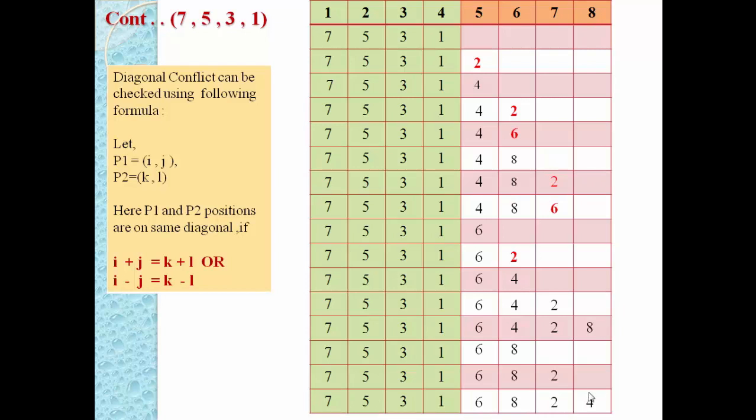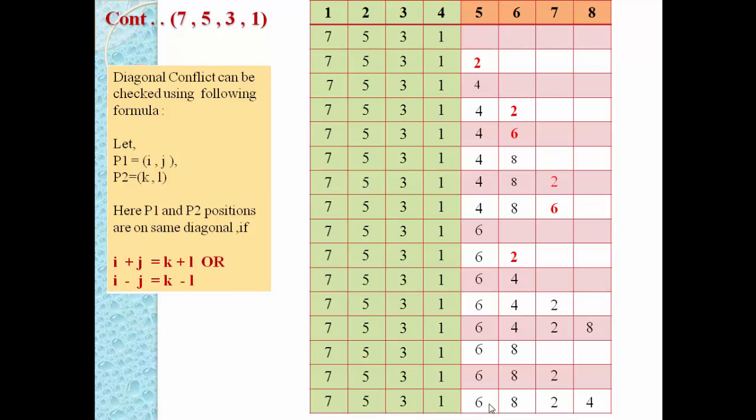So 8 plus 4 is equal to 12. There is no queen which has an addition of row and column equal to 12. Second condition, 8 minus 4 is equal to 4. Just check, there is no queen out of these 7 queens which has a subtraction of row and column equal to 4. It means that we can place our 8th queen on the 4th column. So this is the correct solution.